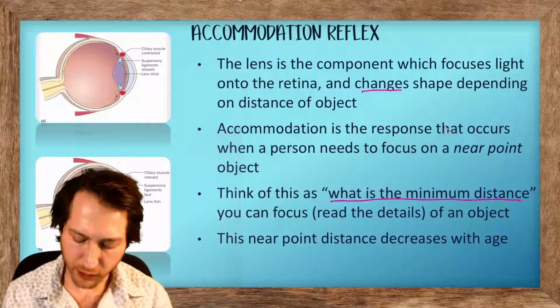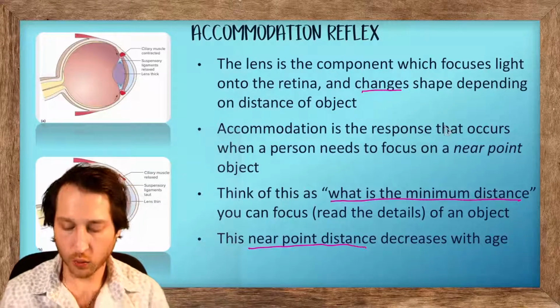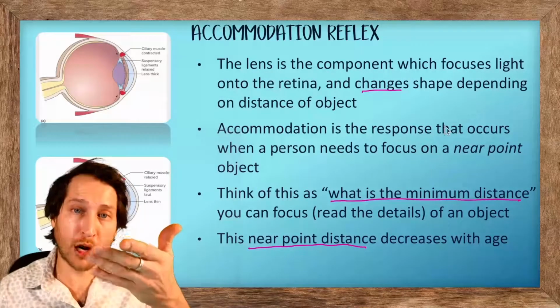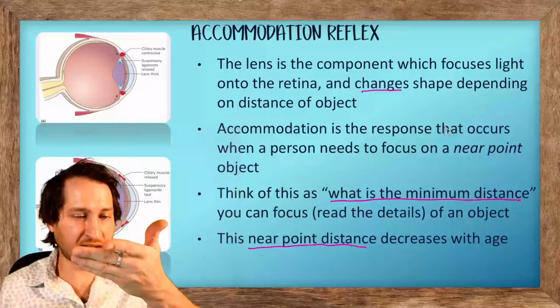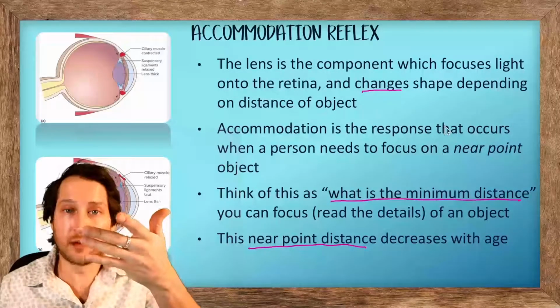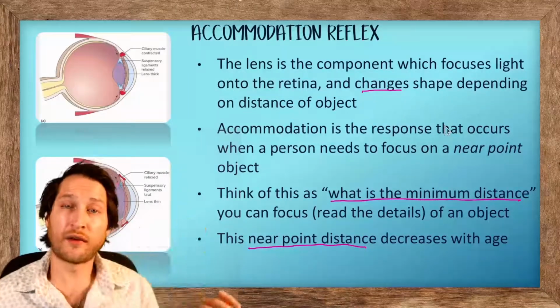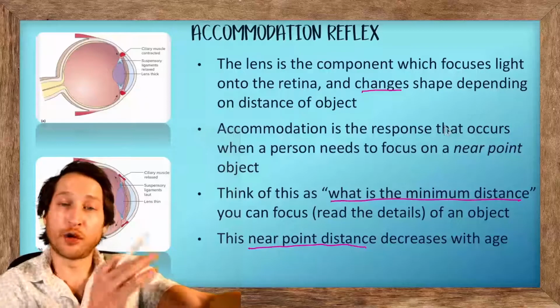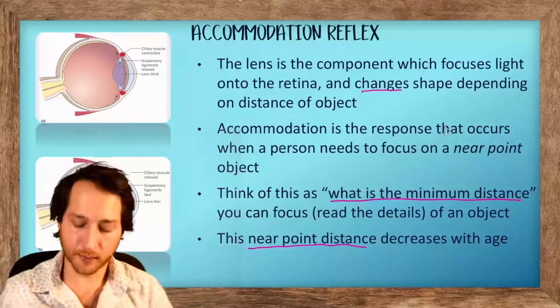You could also think about this as, what is the minimum distance that you can hold something away from your face and focus on it? All right, and this is the near point focus distance, which decreases as we age. So if you're really young, you could probably hold something really close to your face and read it, like a book or something. Whereas if you've ever noticed elderly people, they might be holding something really far. It's because their near point is much further.